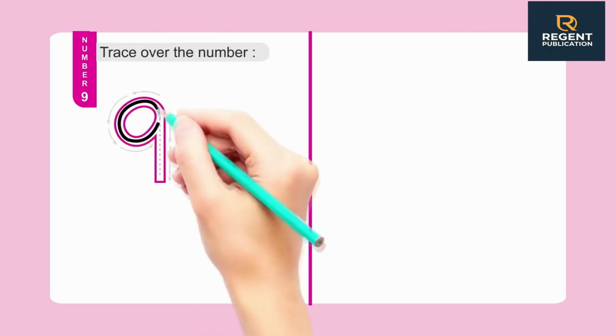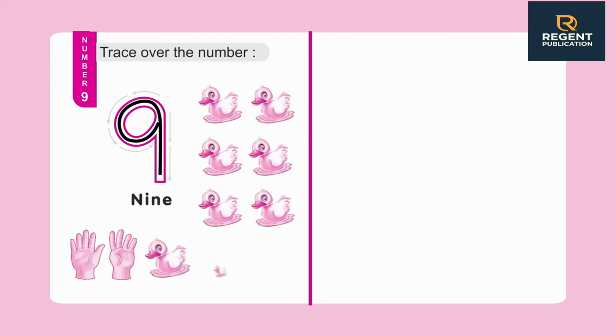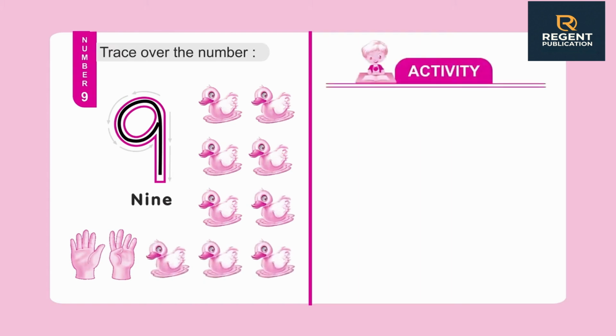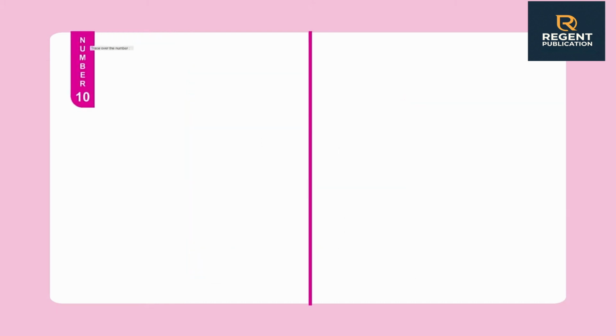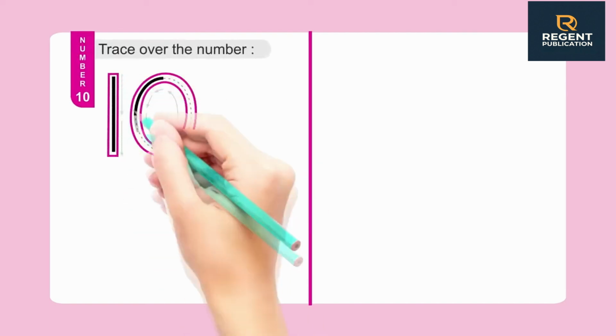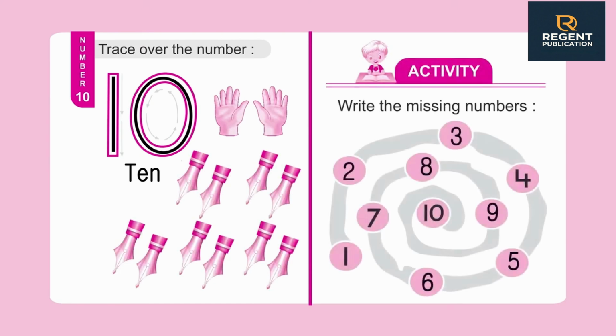Trace over the number 9. Activity: tick the pots with number 9. Practice. Trace over the number 10. Activity: write the missing numbers. Practice.